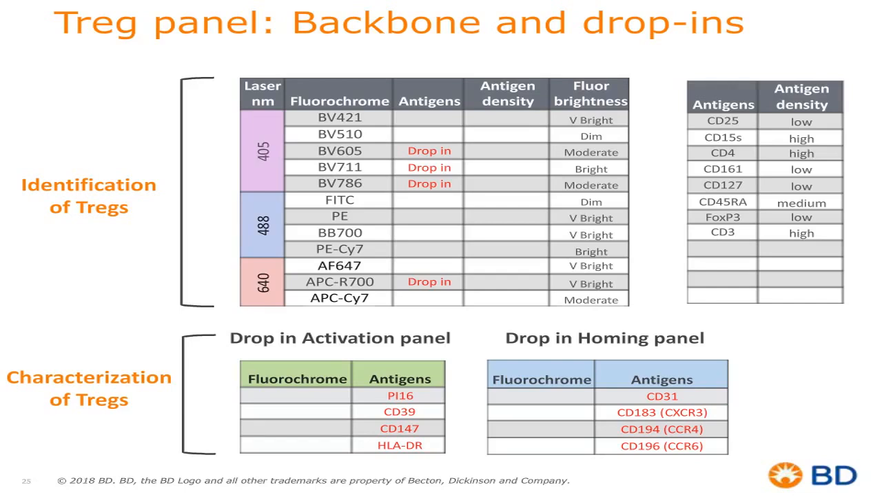As you can see, I've saved some moderate to bright fluorochromes and also have something that could maybe be considered a very bright fluorochrome, APC-R700. On the right, I have my core antigens listed, the ones that I'm interested in looking at in building my backbone, and their relative antigen density. And you can see I have a mixture of low, high, and medium. Also, for the characterization of my T regulatory cells, I have my activation panel here, and also my homing panel listed here, and the corresponding antigens.